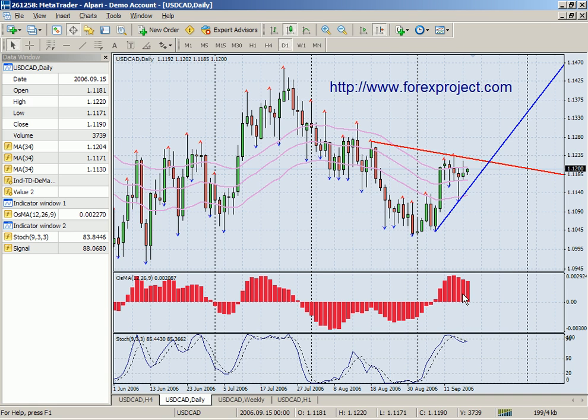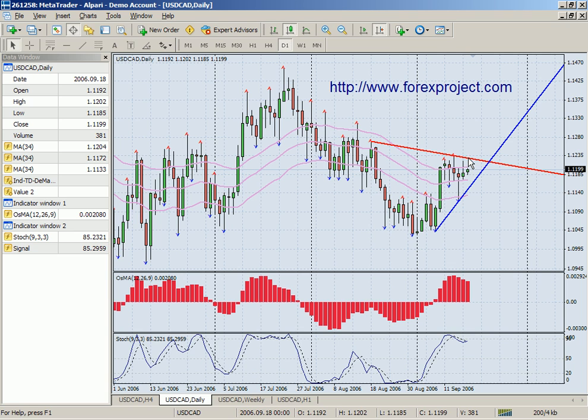So therefore, since it's above zero, we can only look for long trades. That's the confirming indicator. If the momentum was down, we'd be looking for a short trade. So right now, we're not even going to think about the break below this level. We're going to think of the break above this level, and that's going to be 1.1227. That's where that trend line is.